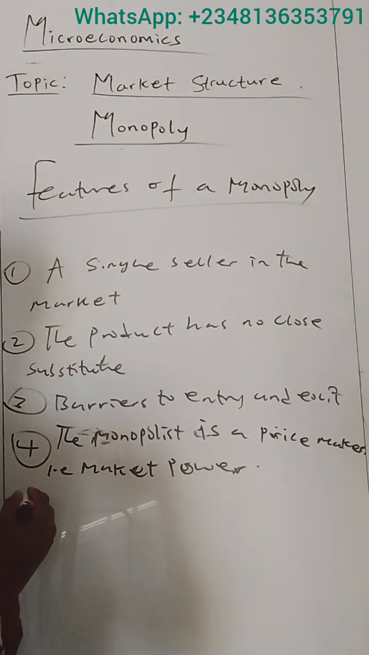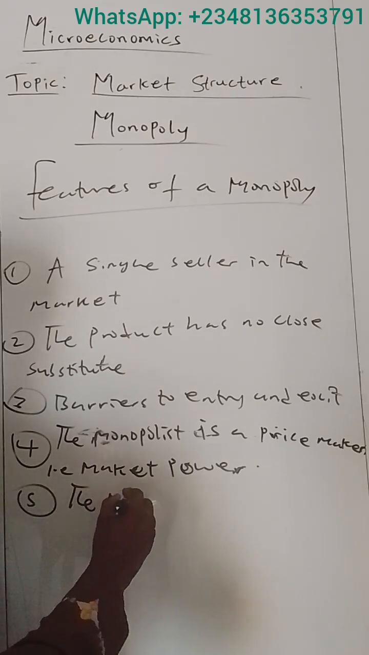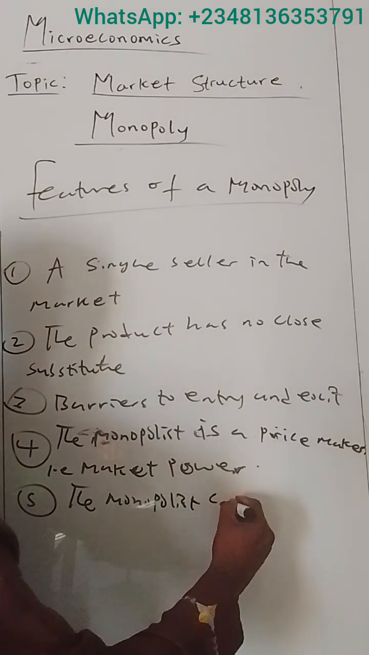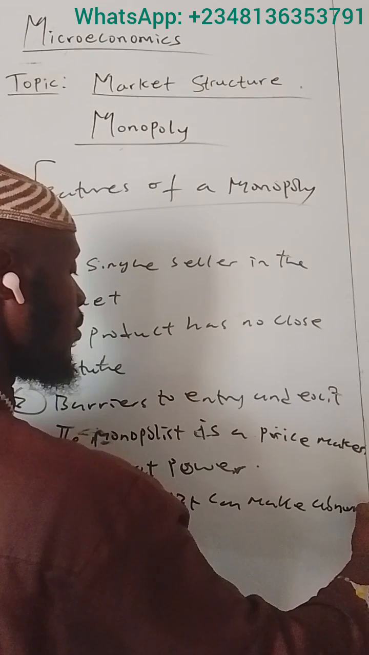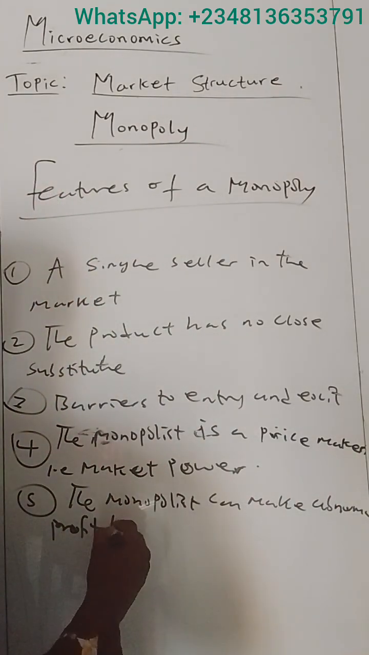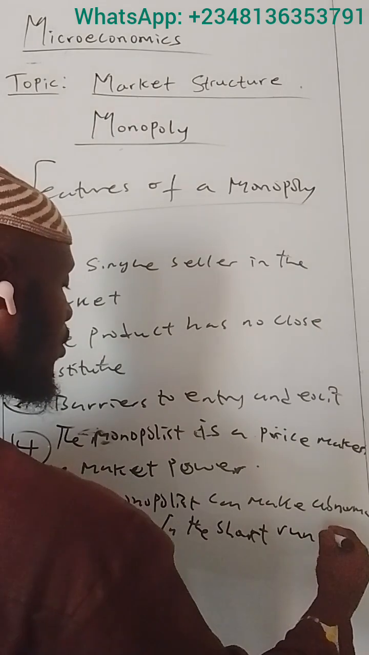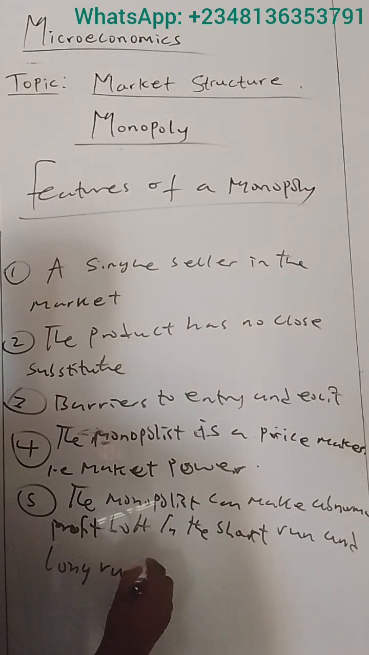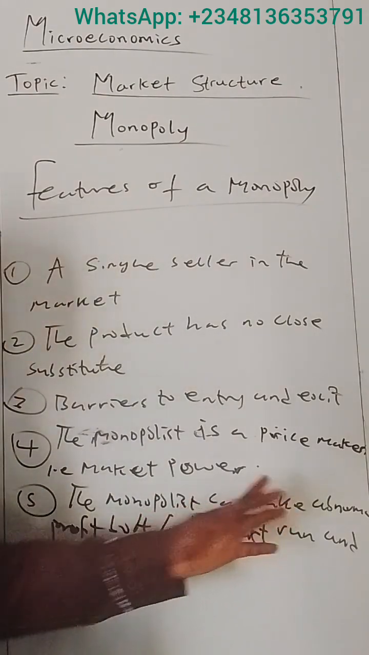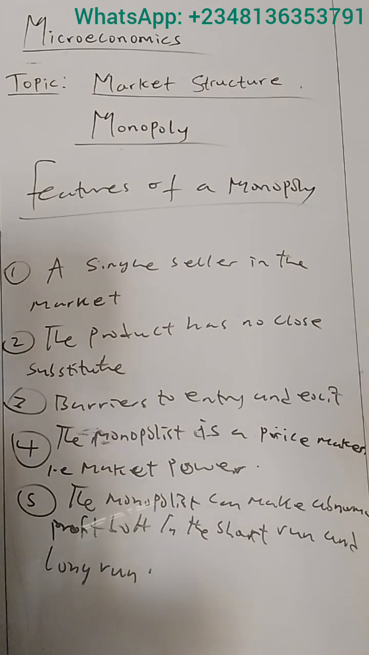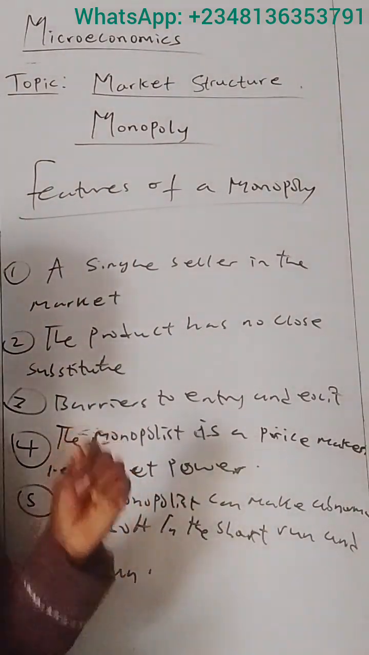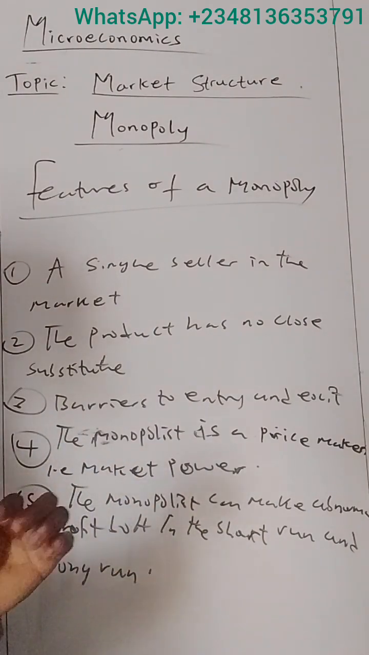Number five is that the monopolist can make abnormal profit both in the short run and long run. So you have to read this carefully. Unlike firms in a perfect market that cannot make abnormal profit in the long run, monopolists can make abnormal profit both in the short run and long run. A perfectly competitive firm can make abnormal profit only in the short run, and in the long run, it can never make abnormal profit. It can only make a normal profit.